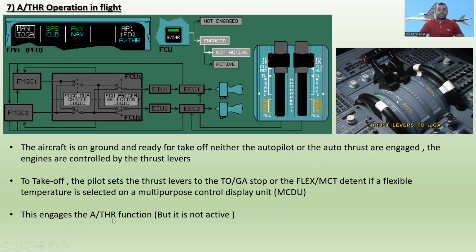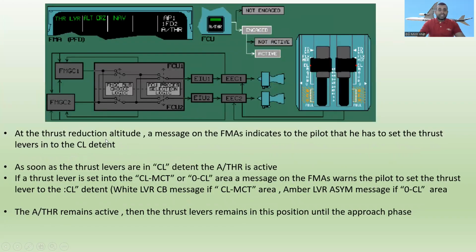So this engages the autothrust function, but it is not active, right? It just engaged, but it is not active. At the thrust reduction altitude, a message on the flight mode annunciators indicates to the pilot that he has to set the thrust levers into the CL detent. As soon as the thrust levers are in the CL detent, the autothrust is active.